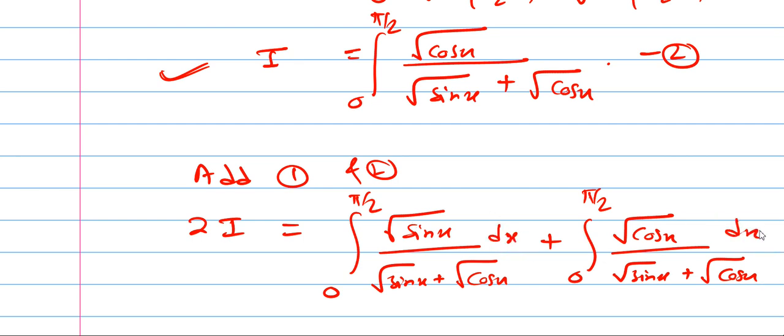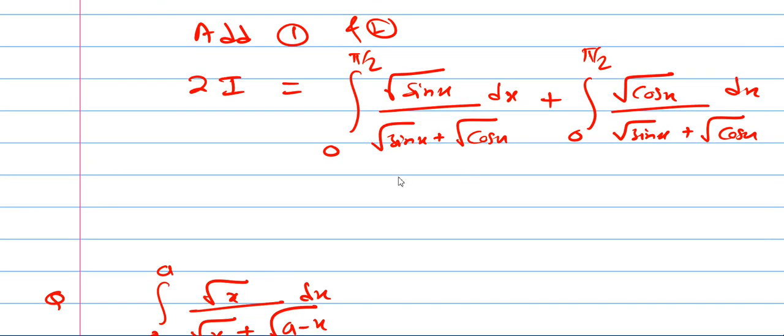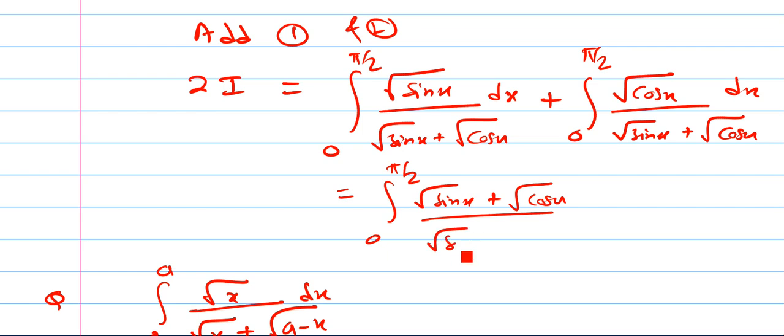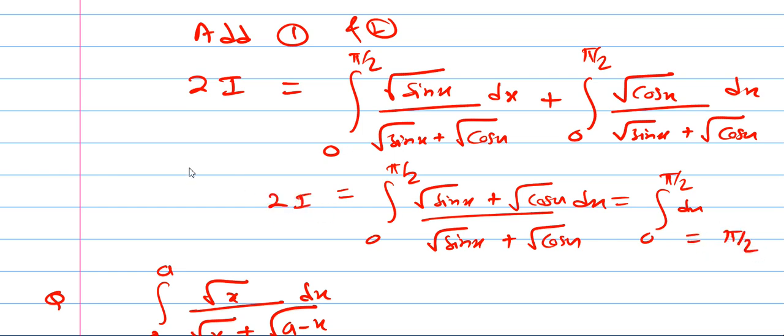So add these two equations. So it becomes integration 0 to pi by 2 of under root sin x plus under root cos x divided by under root sin x plus under root cos x dx. So cancel. So it becomes integration 0 to pi by 2 dx. So that is nothing but pi by 2. So 2I equal to pi by 2. So the integration answer is pi by 4. So this is the answer for this question.